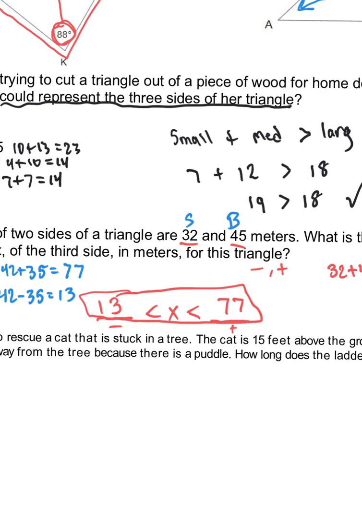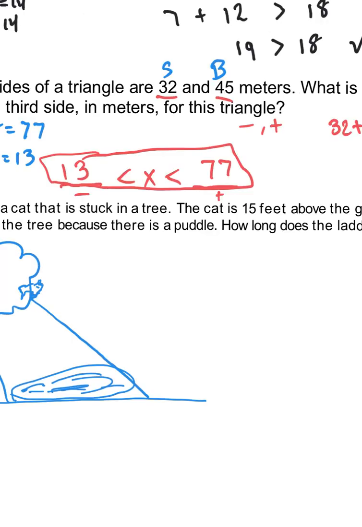Moving on to 24. So for number 24, I went ahead and drew the picture just to save some time. It says you're trying to rescue a cat. So I have my cat, right? Here's my cat here, that is stuck in a tree. The cat is 15 feet above the ground. So from here to here is 15. He's 15 feet above ground. And you have to place the ladder 12 feet away from the tree. So obviously ladders are leaning, right? So this side represents my ladder. This is the ladder. And it has to be placed 12 feet away from the tree.